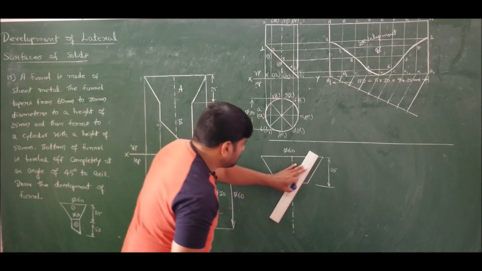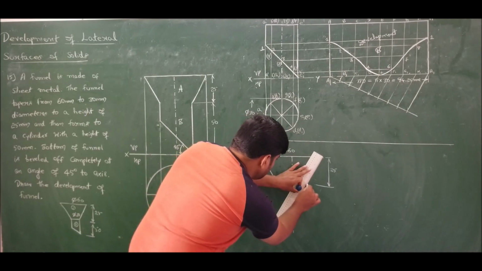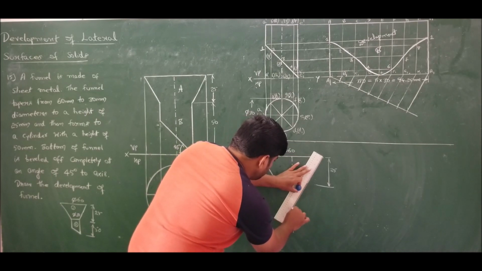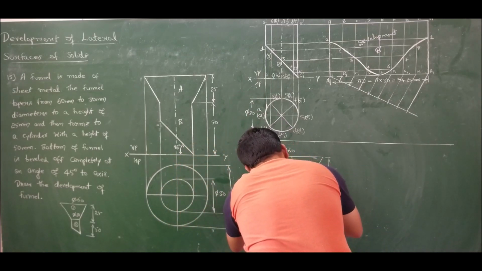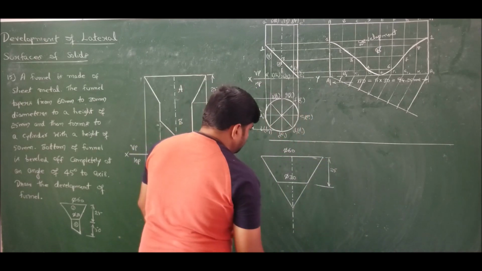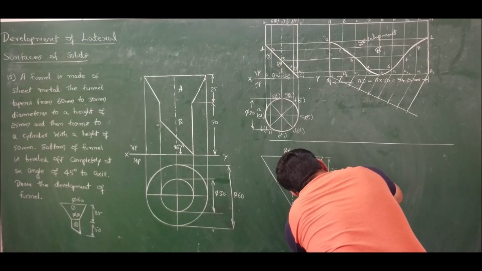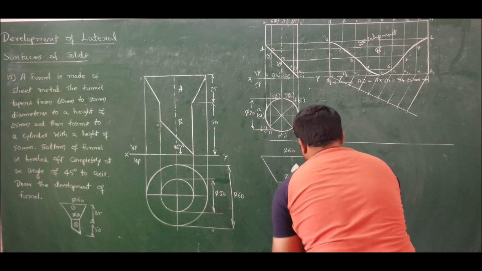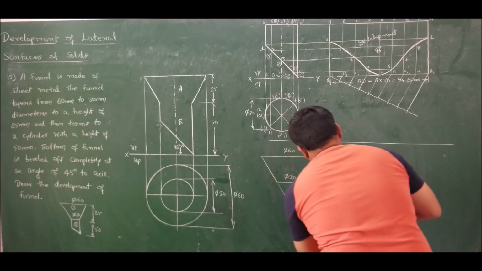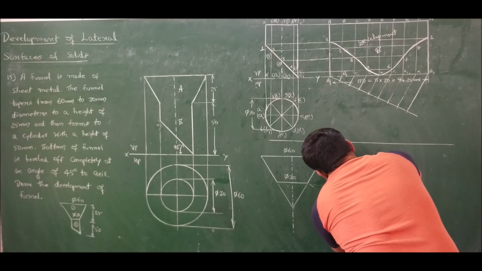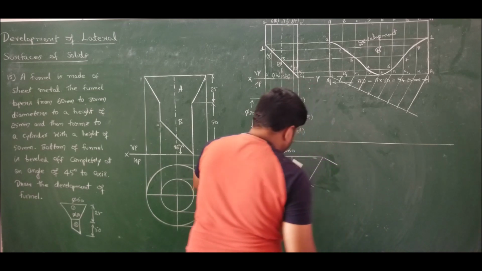Now extend this further to intersect the axis and find out how much is the length of slant generator. So I want all these dimensions. How much is this one? Let me mark this 25 that side. So how much is this one? And how much here? All these dimensions are necessary.